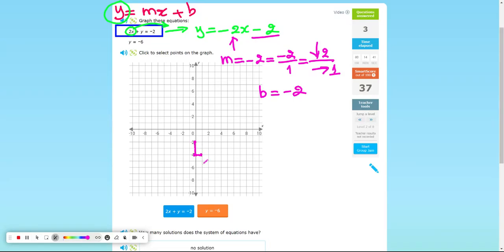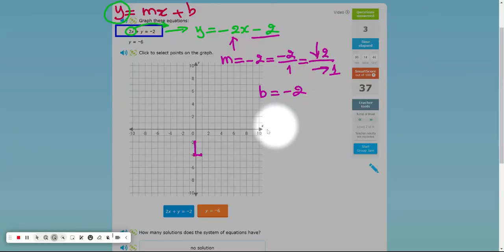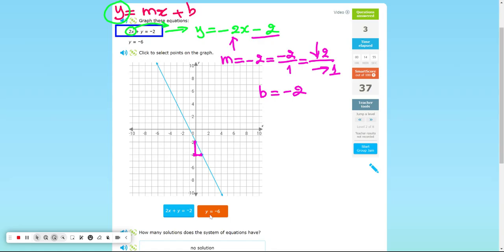Okay, go get the tool. Here we go. Start with -2 and then down 2, right 1. So I got the first line. So now I click on the tool for the second line. Okay, so here we go.